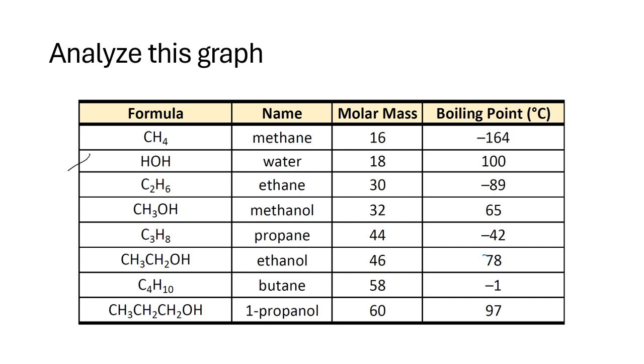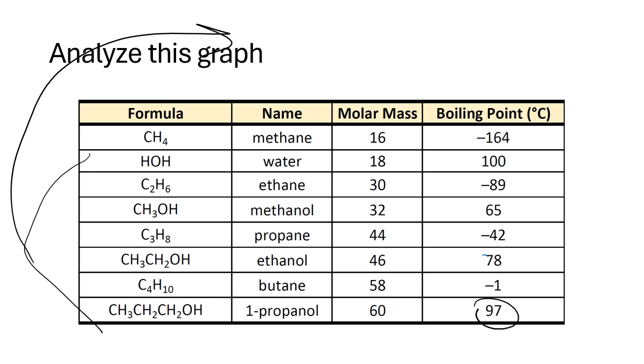Both water and 1-propanol have dispersion, dipole, and hydrogen bonds. Yet they have the same boiling point, 97 to 100. We can't say it's exactly the same, but let's just say it's the same, and that's fine. They have the same boiling point despite the fact that water's molar mass is so much less. They have the same intermolecular forces, but water's boiling point is the same as 1-propanol's.